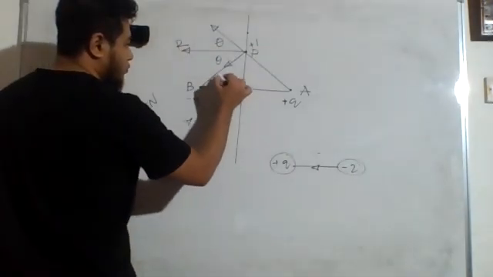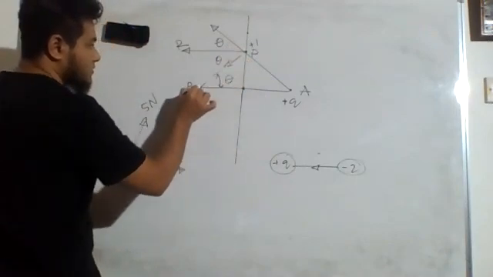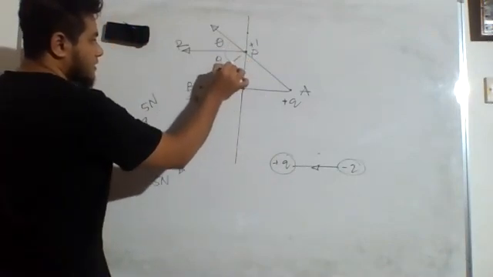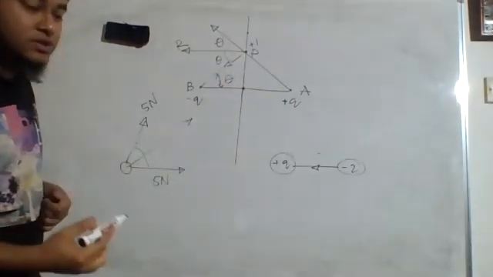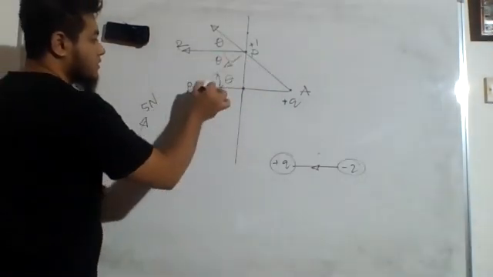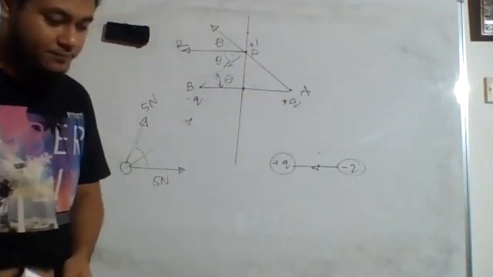At the beginning of the proof, they considered this one to be theta. Now, if you see, this is theta, this is theta. So they are alternate angles. Alternate angles become equal to each other when they are between two parallel lines. So that is why PR and BA can be considered parallel.